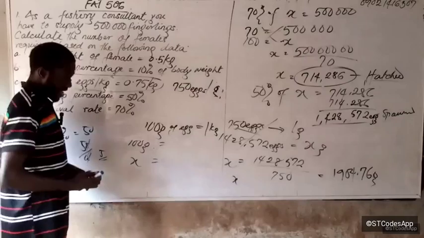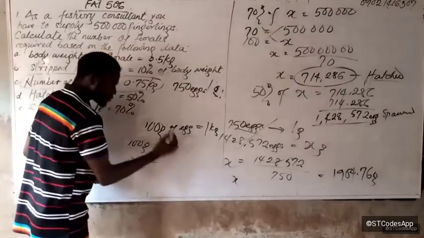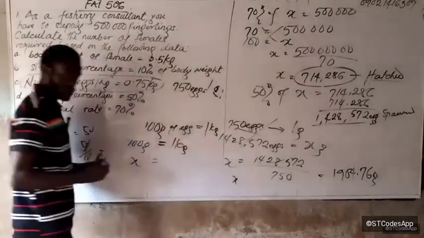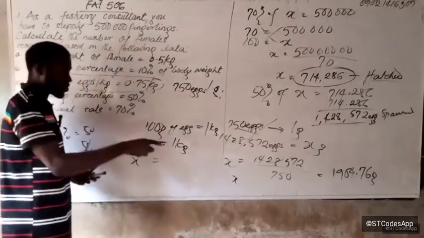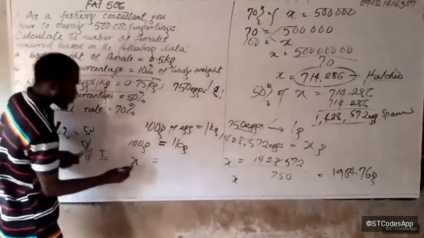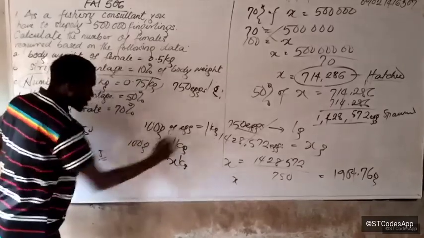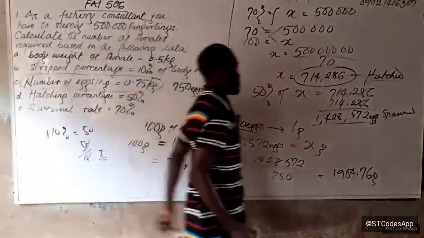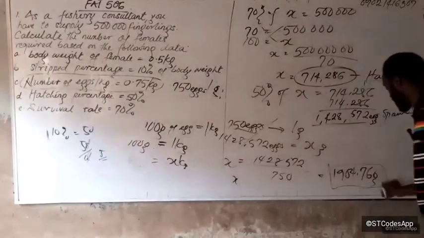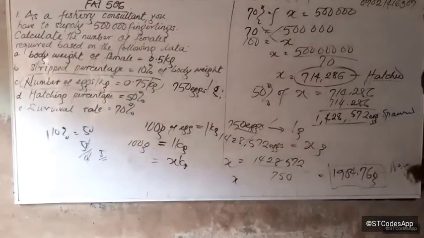100 grams of eggs will be stripped off of 1 kg of fish. So in 1 kg of fish, you strip out 100 grams of eggs. So from how many kg of fish did we strip out this number of eggs? Okay, yes, I just remembered. This is the weight of eggs. I said that. Weight of eggs.